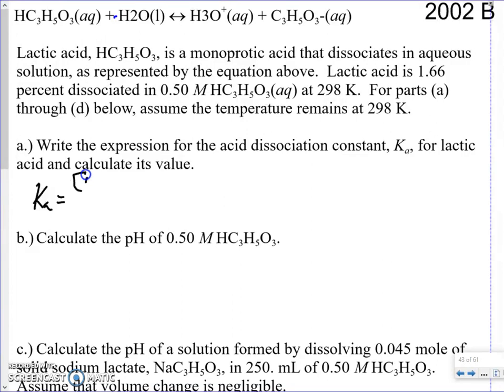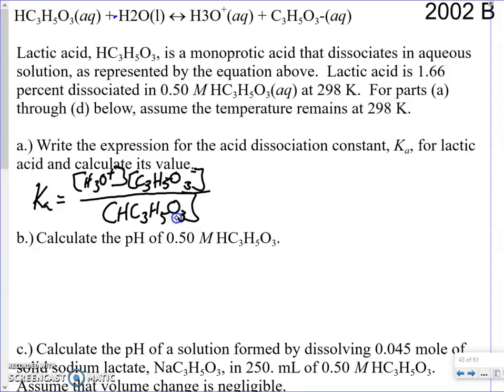Ka is going to be products, so H3O+, or H+, depending on if you kept the water in there or not, times C3H5O3 minus, over our reactants, which is HC3H5O3, lactic acid. And yes, this is the same lactic acid that built up in your muscles after working out and can cause your muscles to cramp and all that fun nonsense. So same stuff. College Board likes to grab chemicals like that you are somewhat familiar with.